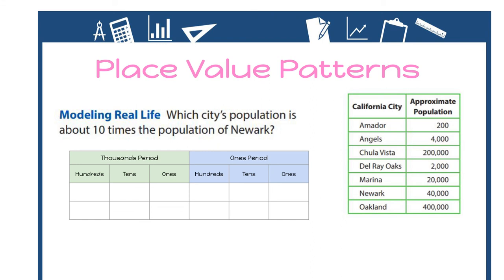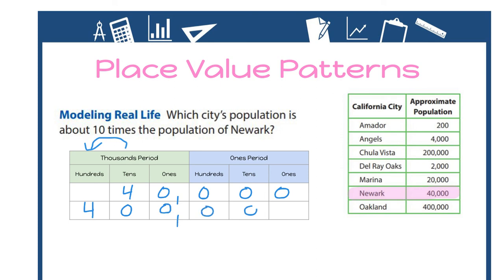Let's look at the last example. Modeling real life. The question is, which city's population is about 10 times the population of New York? So the first thing we're going to do, we're going to look at the chart. I'm going to look for New York, and it looks like New York has a population of about 40,000. So we're going to place our 40,000 here in the place value chart. 40,000 has 4 zeros, and now we're going to look at the number that is 10 times greater than this. So in order to get the number 10 times greater, our digit will have to move one place value to the left. So 400,000.